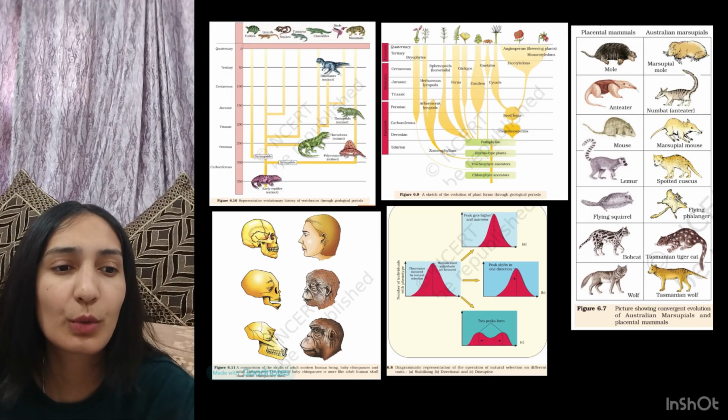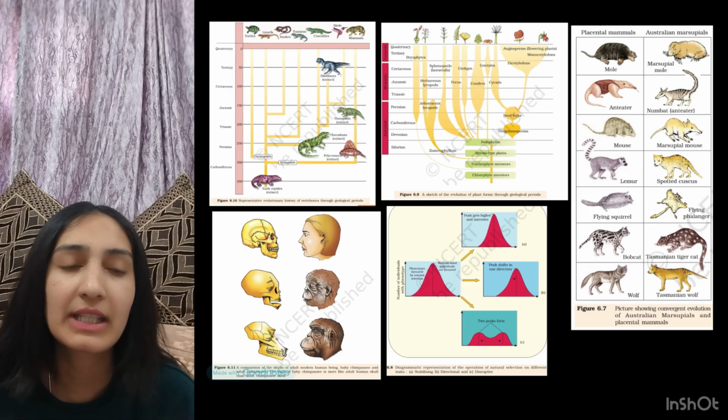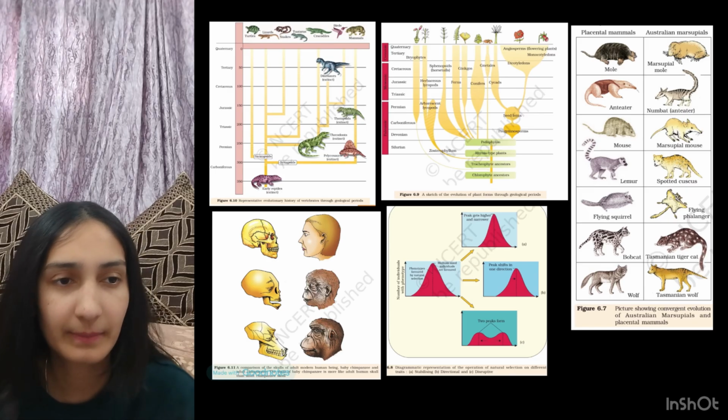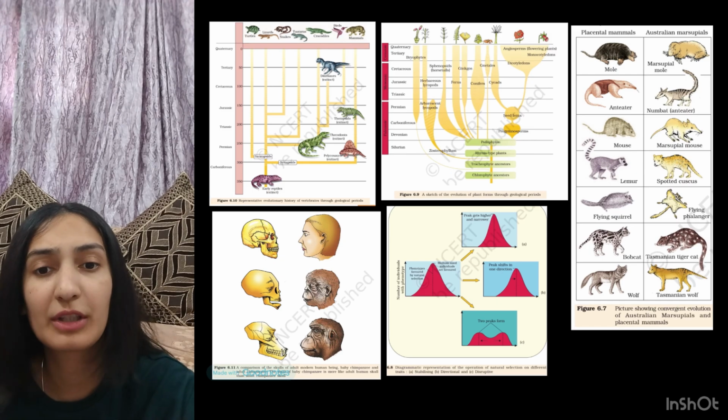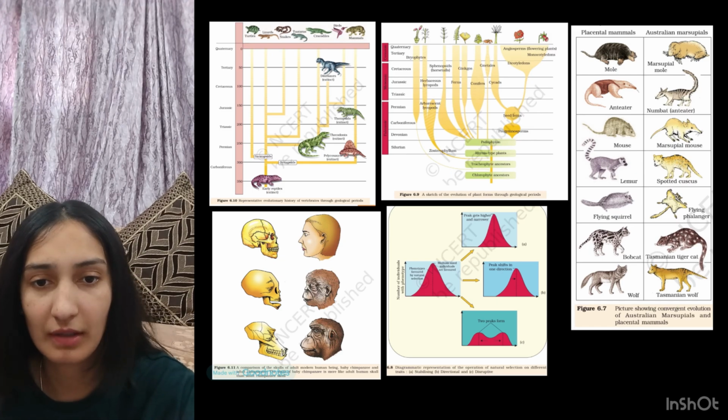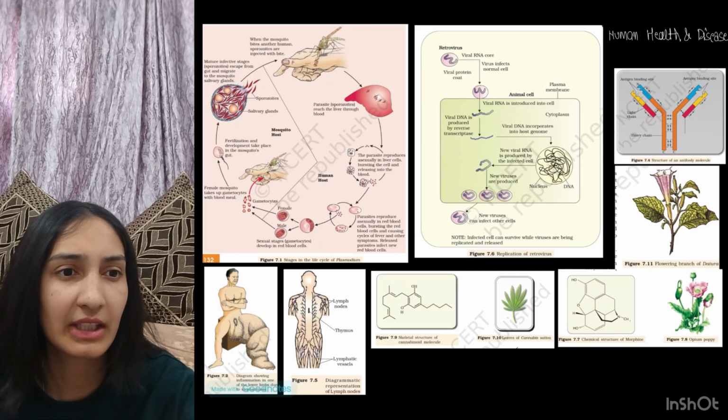Next, figure 6.7 shows the convergent evolution of Australian marsupials and the placental mammals. Okay. You need to know the difference between convergent and divergent evolution. Okay, and the examples of it. Next is human health and disease.